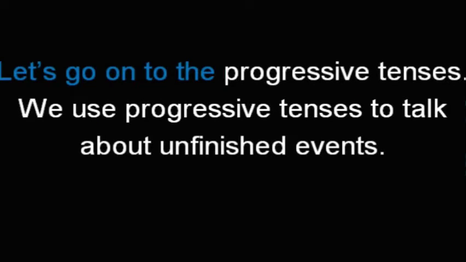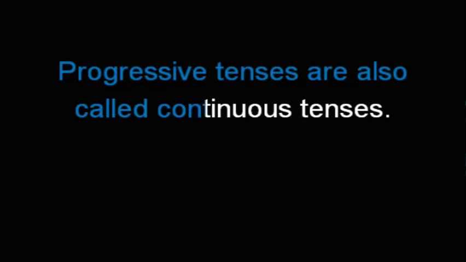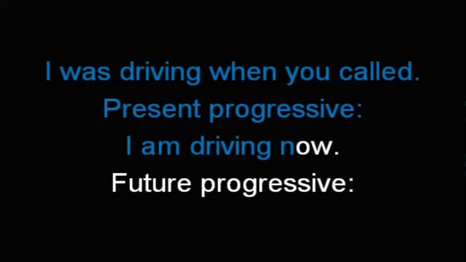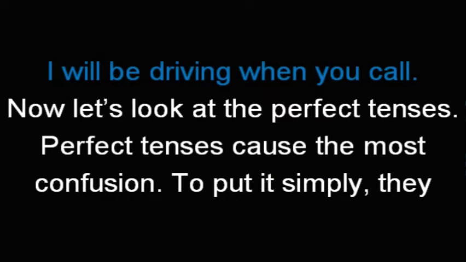Let's go on to the progressive tenses. We use progressive tenses to talk about unfinished events. Progressive tenses are also called continuous tenses. Past progressive. I was driving when you called. Present progressive. I am driving now. Future progressive. I will be driving when you call.